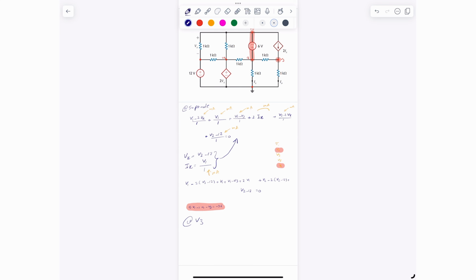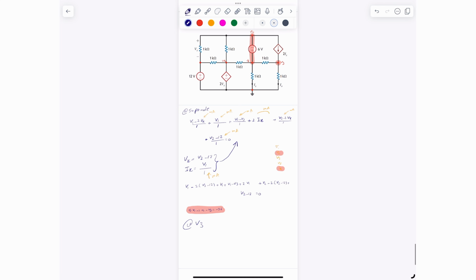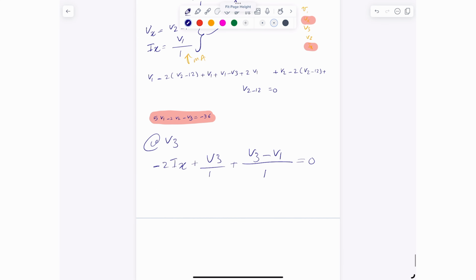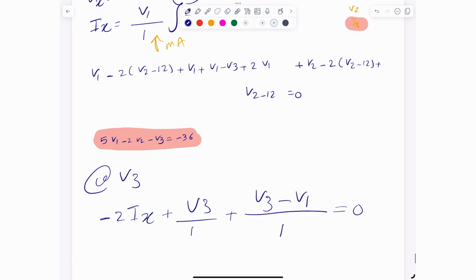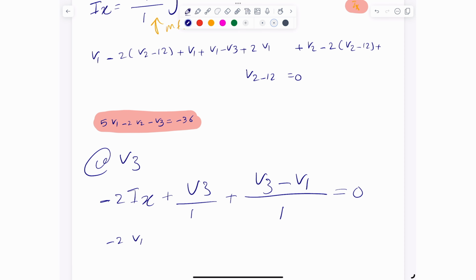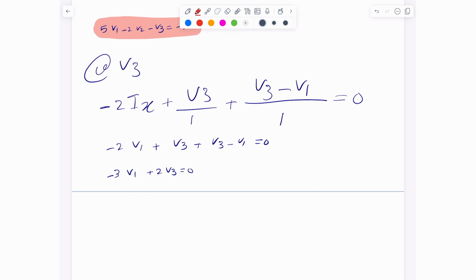We know that the current coming in is 2x, so it's negative 2 times I of x, plus V3 divided by 1 kilo ohm. That's basically the current going downwards. And then we have plus V3 minus V1 divided by 1, and that basically is 0. Remember, the 2ix is simply V1, so negative 2 V1 plus V3 plus V3 minus V1 equals 0, and we clean that equation a little bit. So that's the second equation here.